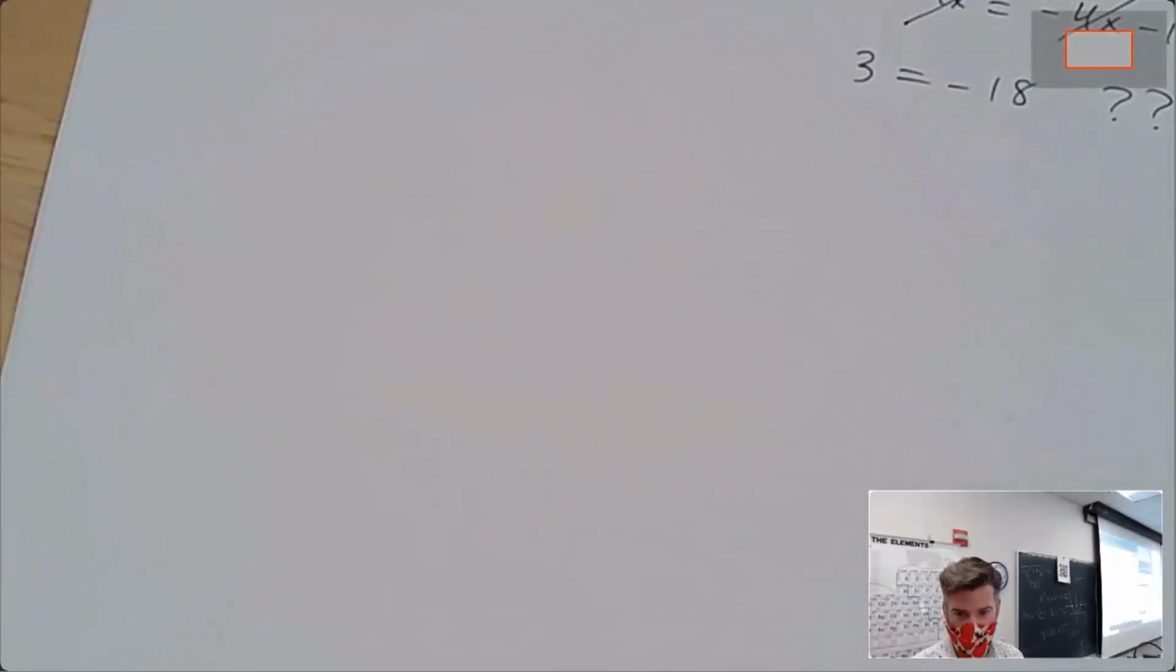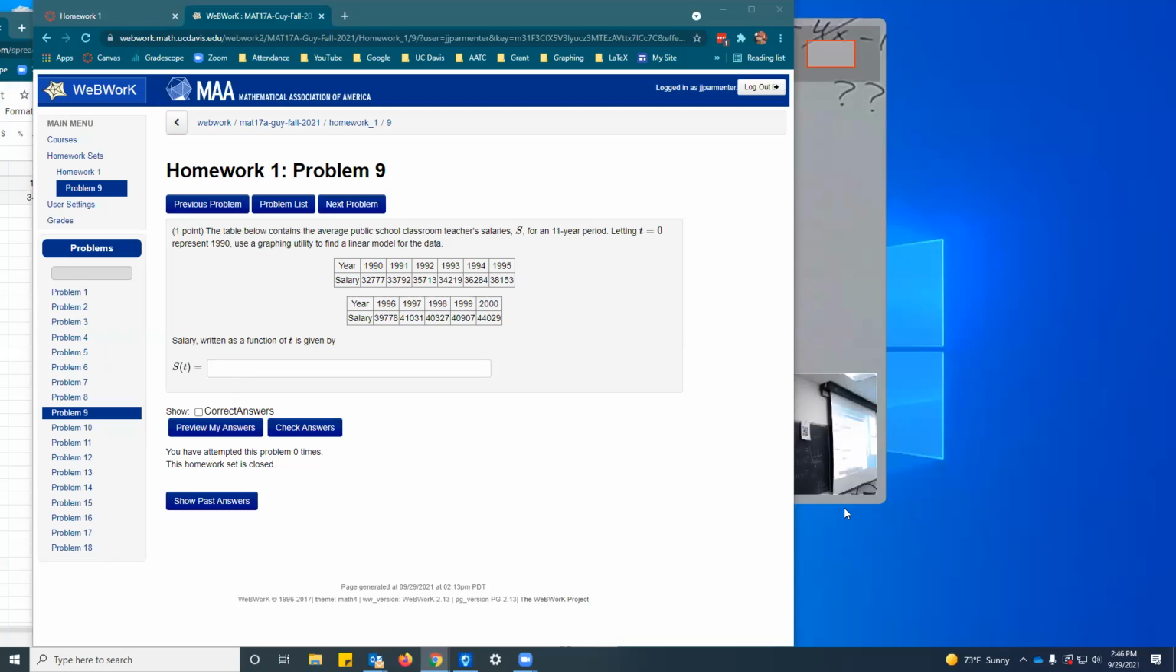And then we want the data down here. So we have 39778. And we have 41031, 40327, 40907. Oops, that's 40907. And 44029. Great. So first thing I would notice is that, oh, sorry, I realized I'm not sharing. Yeah, I'm sharing the wrong thing. Good call. Let me just share the whole darn screen. There you go. Now you should be able to see it.